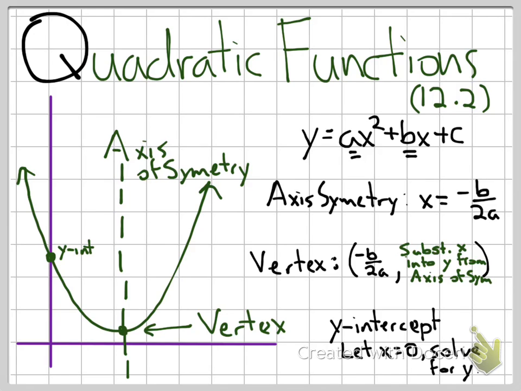That's how I'm going to find my vertex. So negative b over 2a, then I substitute whatever that comes out to be into y for my axis of symmetry, whatever value I'm getting there, that's going to give me my vertex.